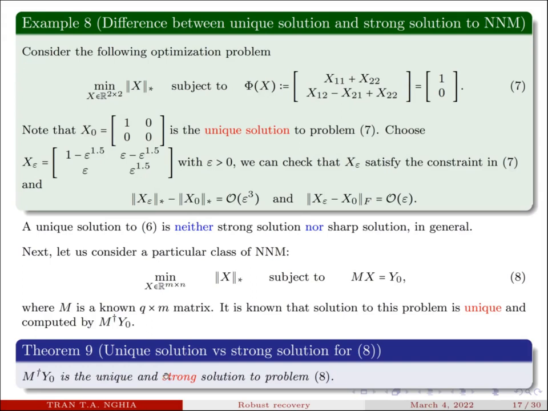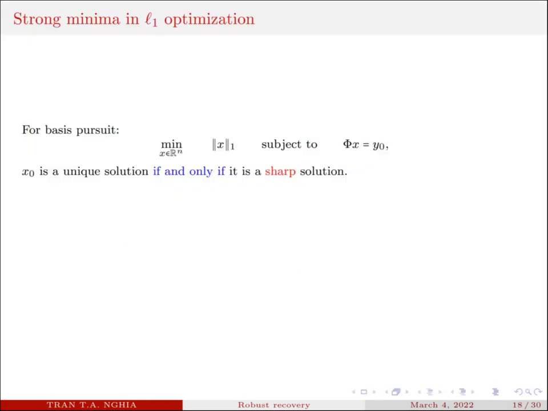Okay. So we have a lot of evidence about strong solutions in L1, L2, and nuclear norm optimization. And that is the reason why we put a lot of effort into learning more about strong solutions in those problems. But then we also wonder, how about L1 optimization? For the L1 optimization problem, for basis pursuit for example, right here, we already said many times that X0 is a unique solution if and only if it is a sharp solution. Okay, very strong. Of course, a sharp solution is going to be a strong solution. But we want to have something that is strong but not sharp.